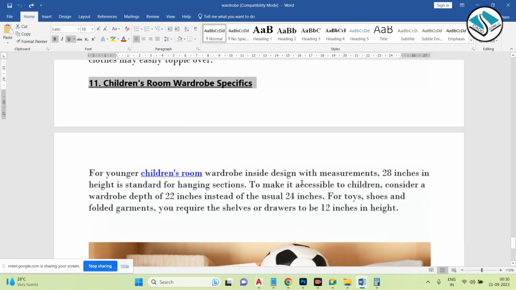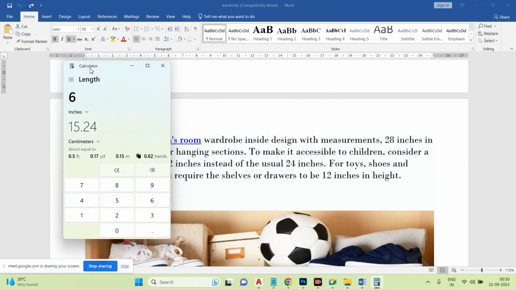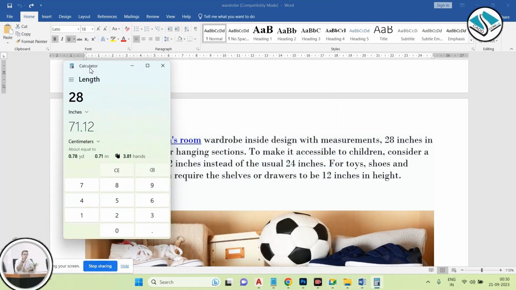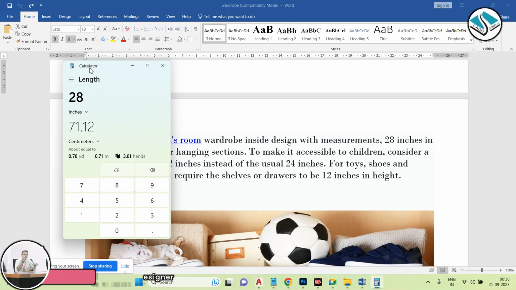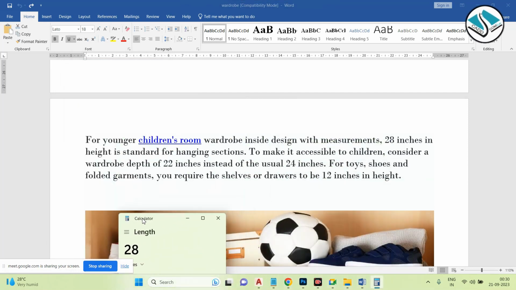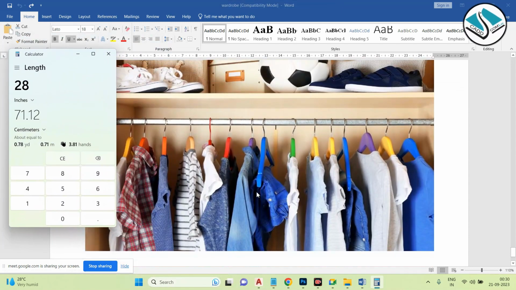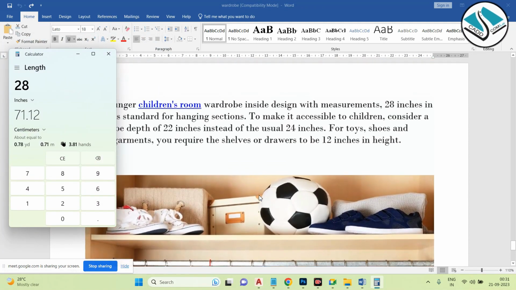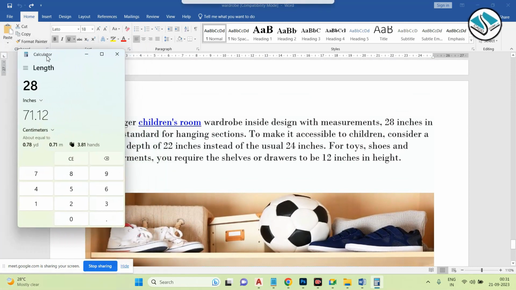Children's room wardrobe specification is 28 inches in height. How much in centimeter? If you convert into centimeter, 28 inches is about 71 centimeter. 71 is the height standard for the hanging section. Oh, the hanging section is 71. Yeah, I thought that was the total wardrobe. No, not total. It's only for the hanging section.